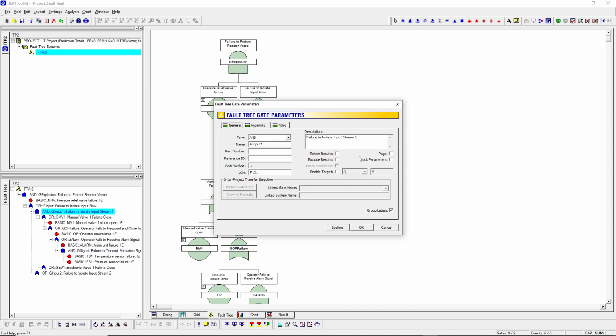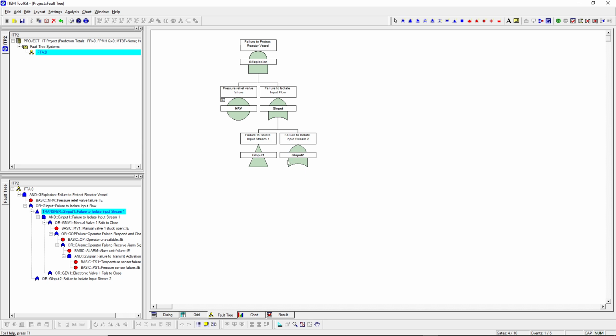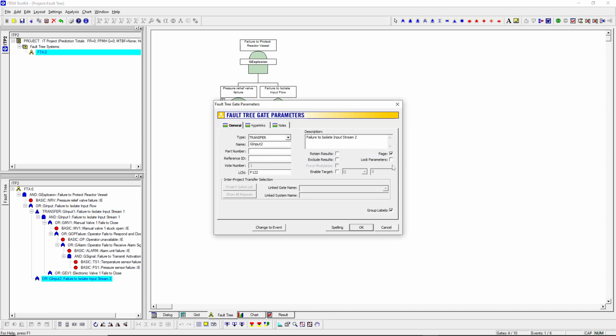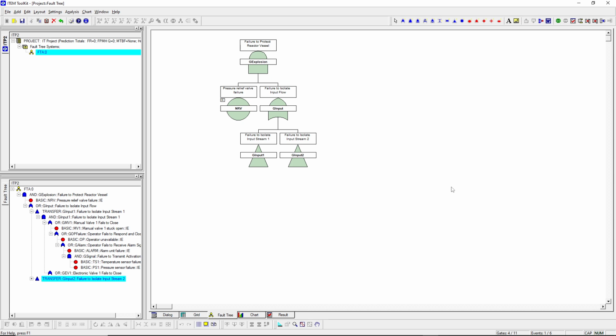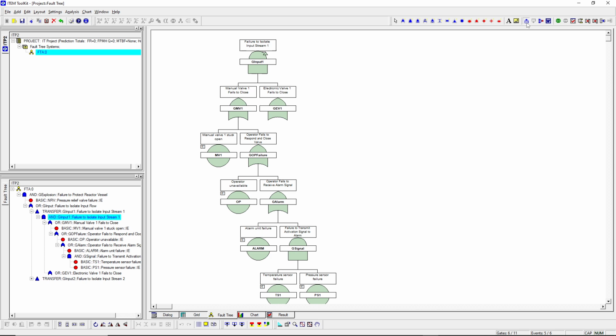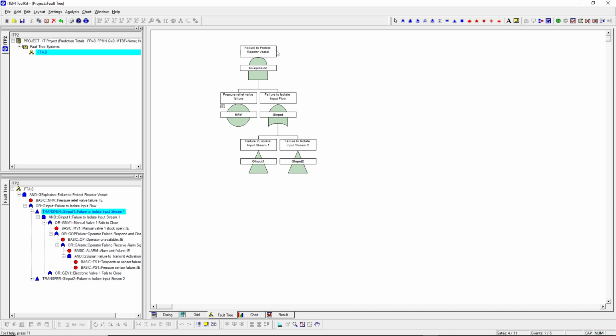We will double-click our GInput1 gate to open its parameters and check the box labeled page. As soon as you click OK, the software automatically transforms this node into a transfer interface, placing the detailed subtree for input 1 onto a brand new, dedicated page. Now, let's repeat this exact same step for G input 2. By applying the page flag to both major input streams, we instantly clean up our main design canvas. The entire tree at the top level is now clear, concise, and easy to audit, while the granular engineering logic remains safely organized right beneath the surface.